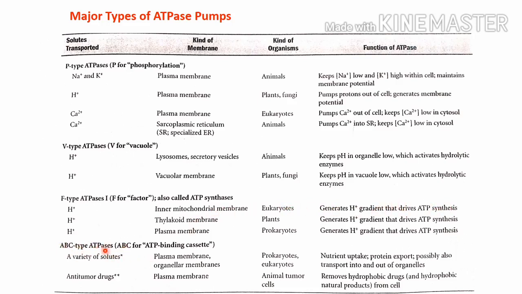And the ABC type of ATPase, that is ATP binding cassettes: these types of ATPases bind and transport a number of different types of solutes, and are found in prokaryotes and eukaryotes, involved in nutrient uptake, protein export, possibly also transport into and out of organelles, and in antitumoral drug resistance in the plasma membranes of animal tumor cells, removing hydrophobic drugs and hydrophobic natural products from the cell.